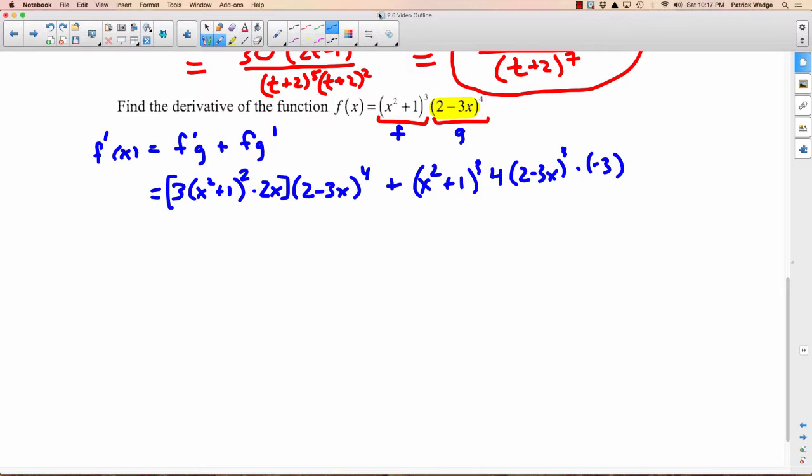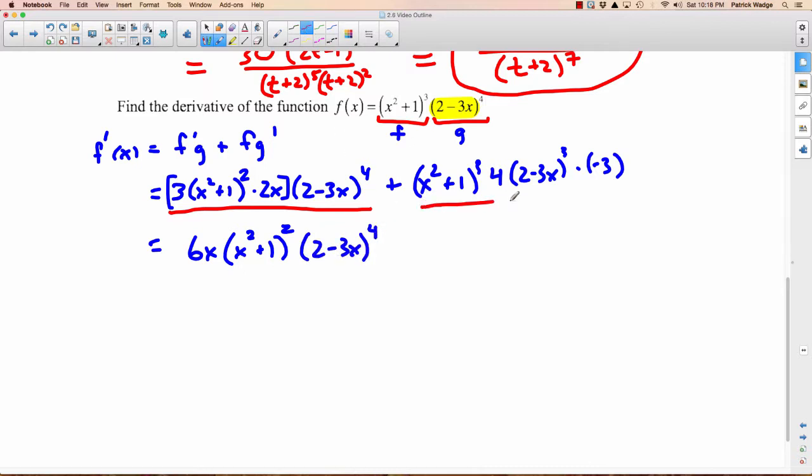You might make the mistake of doing that once or twice when you first see these, but after a while you'll realize to spot these and just leave them. So in this first bit, from here to here, what can we multiply together? We can multiply the 3 and the 2x together. So let's do that. We get 6x, and we're going to leave the rest here not expanded. Just leave it in factored form, I guess. So we have the x squared plus 1 squared, and we have the 2 minus 3x to the fourth power.